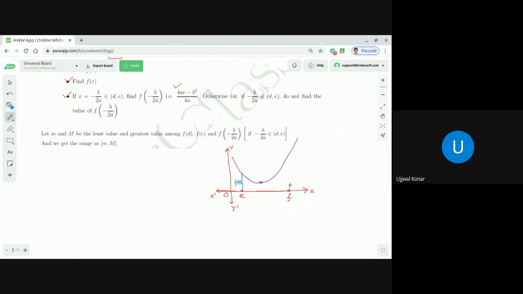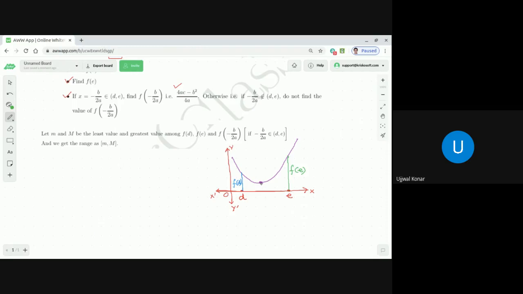Then you find that f of, okay, sorry, I made a small mistake, dear students. The interval is not ef, the interval is actually d and e, na? That's what I wrote. So the interval is d, this is d, and this is e. So now what we find is that this value will be fd. And if I draw in a different color, this value will be f of e.